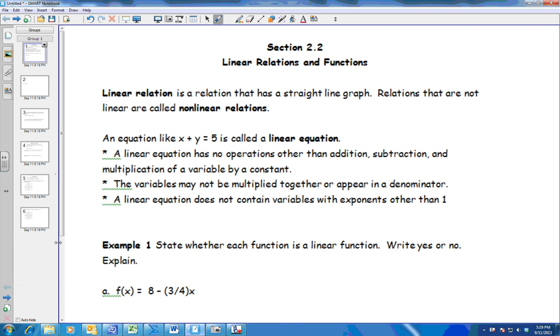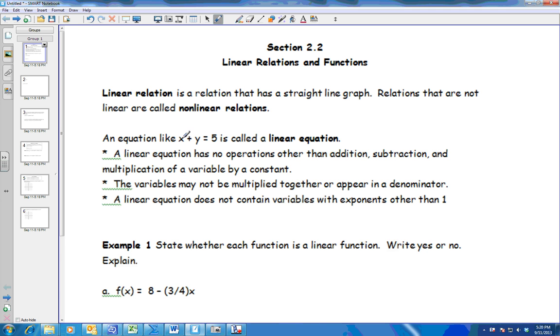Okay, this is section 2.2, and we're going to talk about linear relations and functions. We should already know what a relation is from section 2.1, and we should be able to tell what a function is from section 2.1. So now we're going to talk about linear relations. A linear relation is a relation that has a straight line graph. That's why it's called linear. It forms a line. And relations that are not linear are called nonlinear relations.